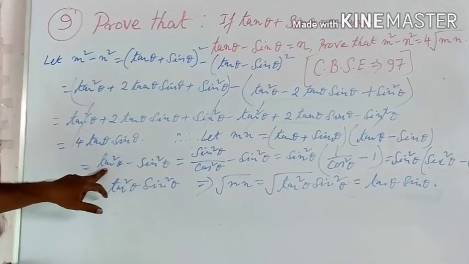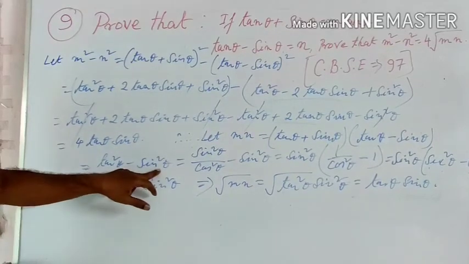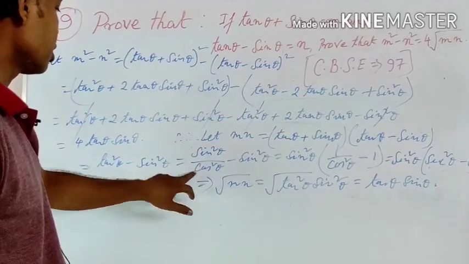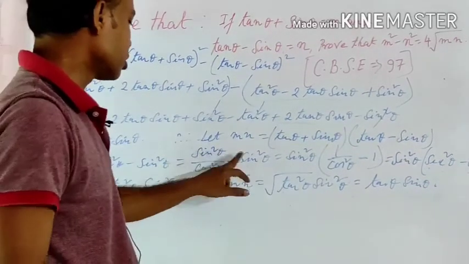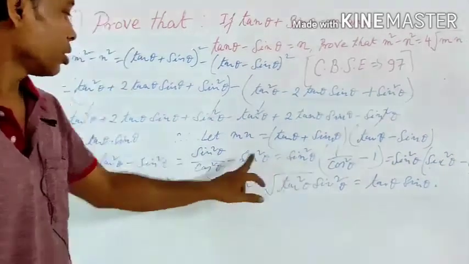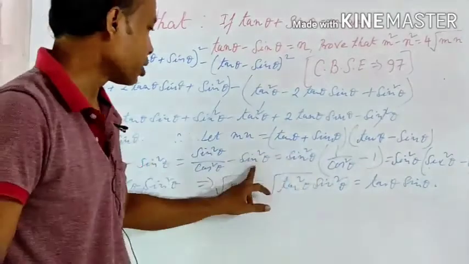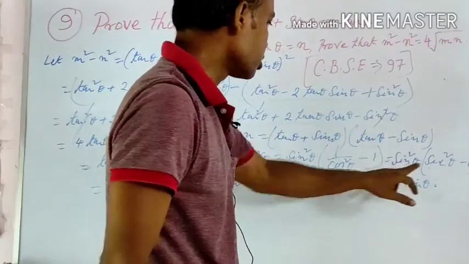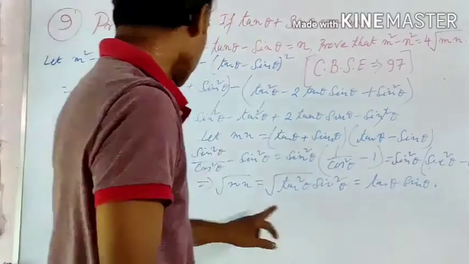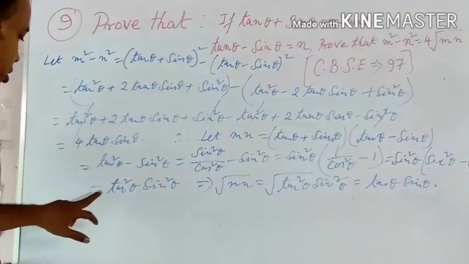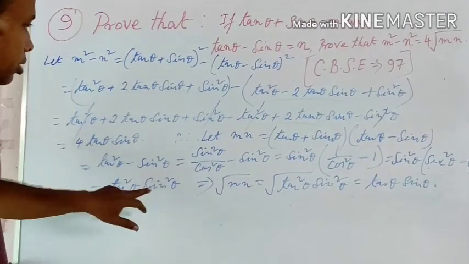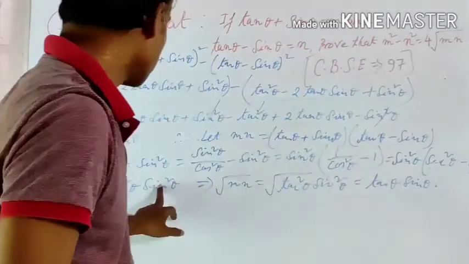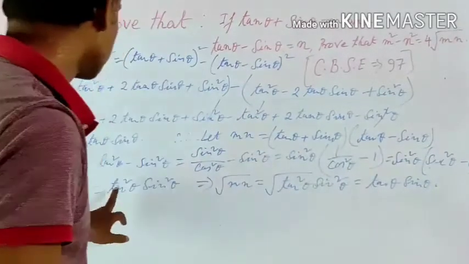A square means tan square theta, minus b square means sin square theta, is equal to tan square means sin square by cos square theta minus sin square theta. Take sin square theta common, that is 1 by cos square theta minus 1, is equal to sin square theta into 1 by cos square, which is sec square theta minus 1. Then this is equal to tan square theta into sin square theta.